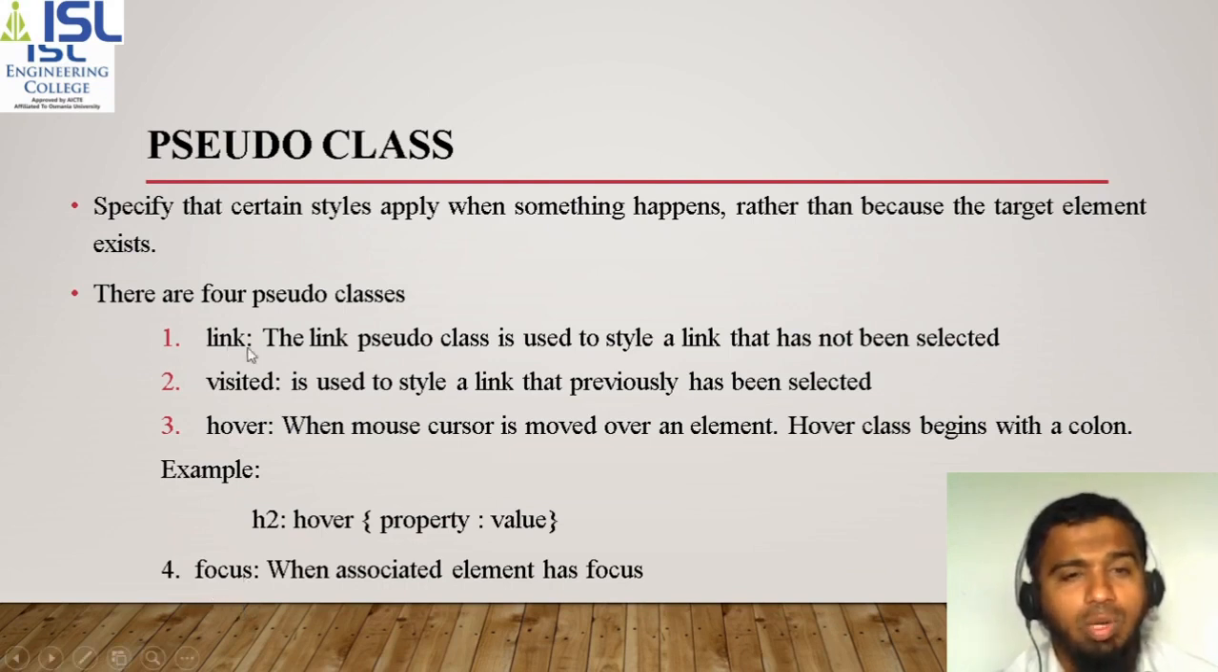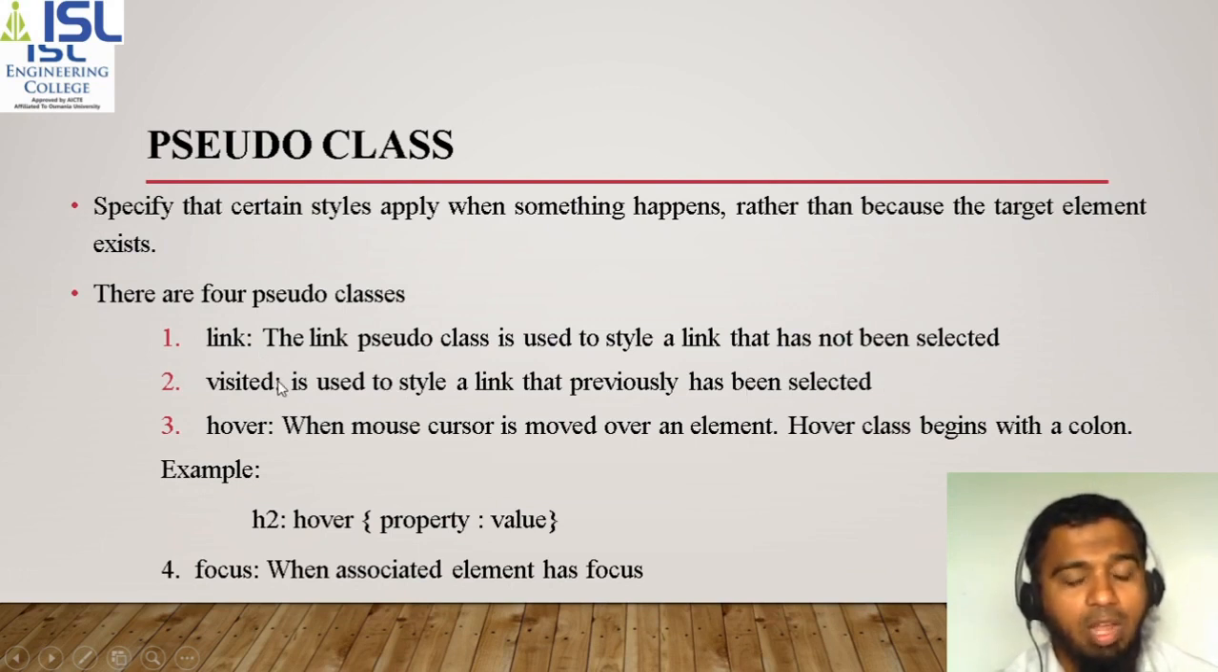So what is the first one? The link pseudo class is used to style a link that has not been selected. In a website maybe you saw some links are blue. When you visit, the color will change. Visited is used to style a link that has previously been selected. The color of that link will be changed.